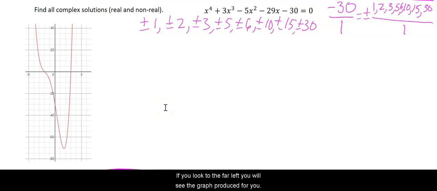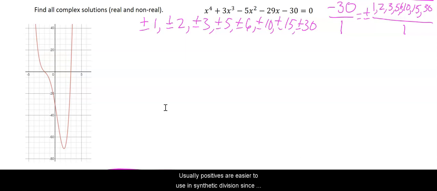For this one, to aid us, let's start with the graph. If you look to the far left, you will see the graph produced for you. You can tell that the degree must be even because both arms go up. That also means the leading coefficient must be positive. Now when I'm looking at this, if I evaluate where it looks like it crosses, I would guess that it's crossing at -2 and at 3. Since both -2 and 3 are in my list, I'm going to just pick one and start.